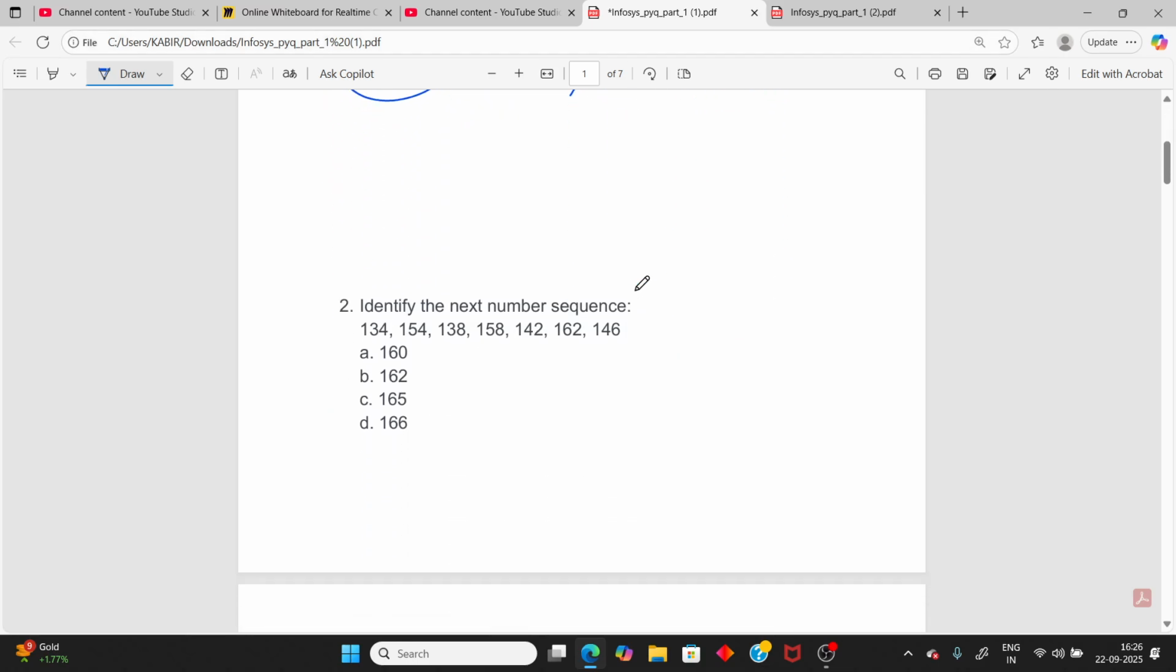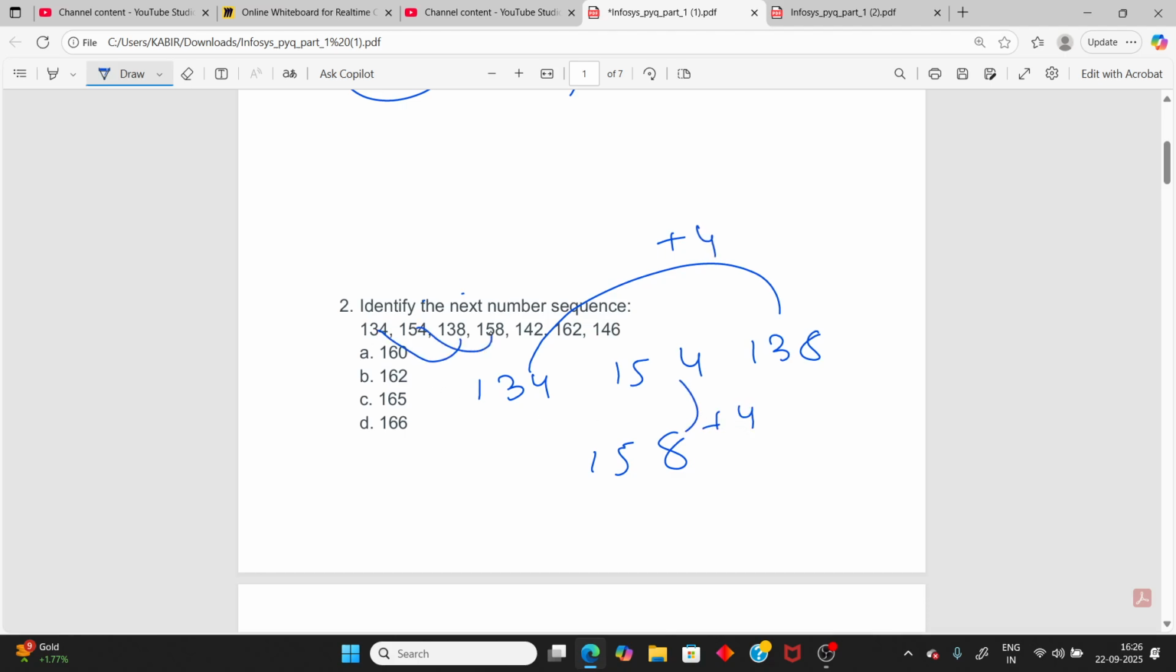And the second question. Identify the next number in the sequence. First of all, the numbers 134, then 154, then 138, 158. Here actually there are two series. This one, 134, 138, plus 4, and this one plus 4. So this one plus 4, plus 4, and now this plus 4. Now this one, 158, 150, 154, 158, 162, then 166. So the answer should be 166.